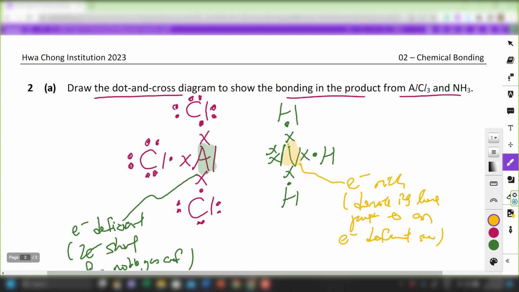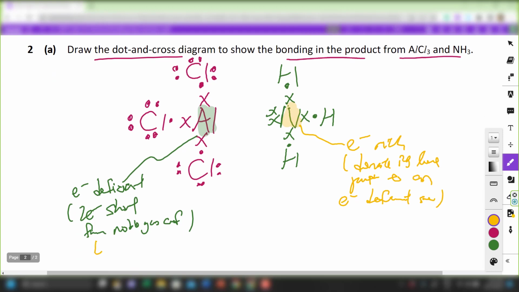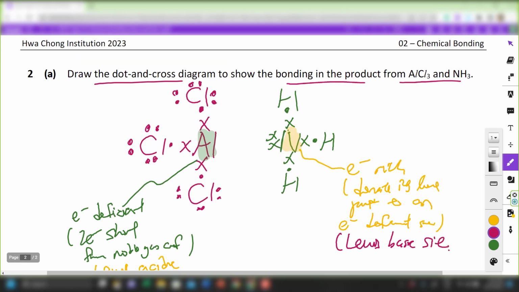An electron deficient site is also called a Lewis acidic site. You might want to learn this term, Lewis acidic. An electron rich site, on the other hand, is also called a Lewis basic site. If you learn all these terms, I think it helps a lot. So what's going to happen is they will combine.